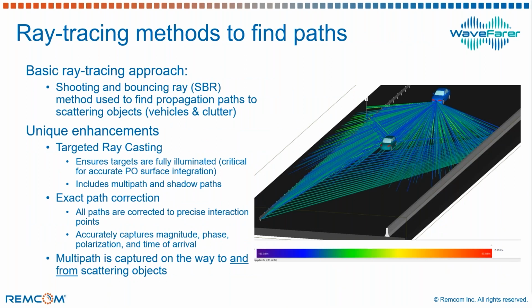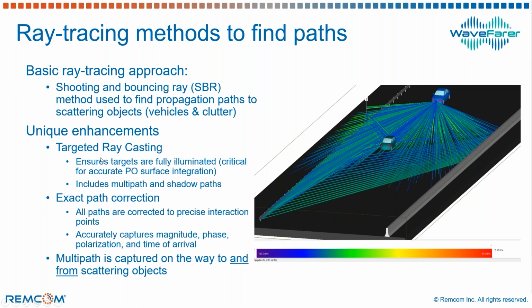The ray tracing methods are based around a starting point of shooting and bouncing rays. Shooting and bouncing rays can find all the paths from a transmitter to a receiver by bouncing through the environment. And this gives us our first start at the ray tracing as we see where the paths and waves propagate through an environment.